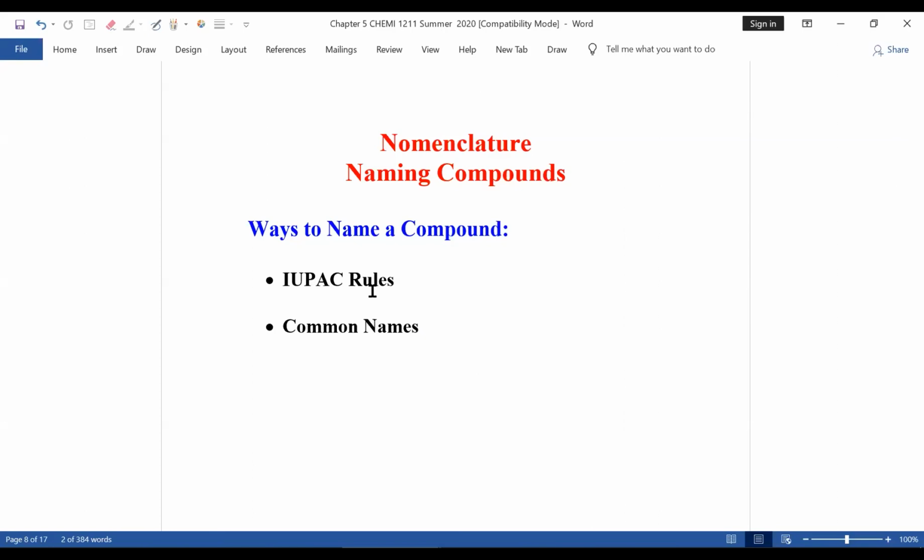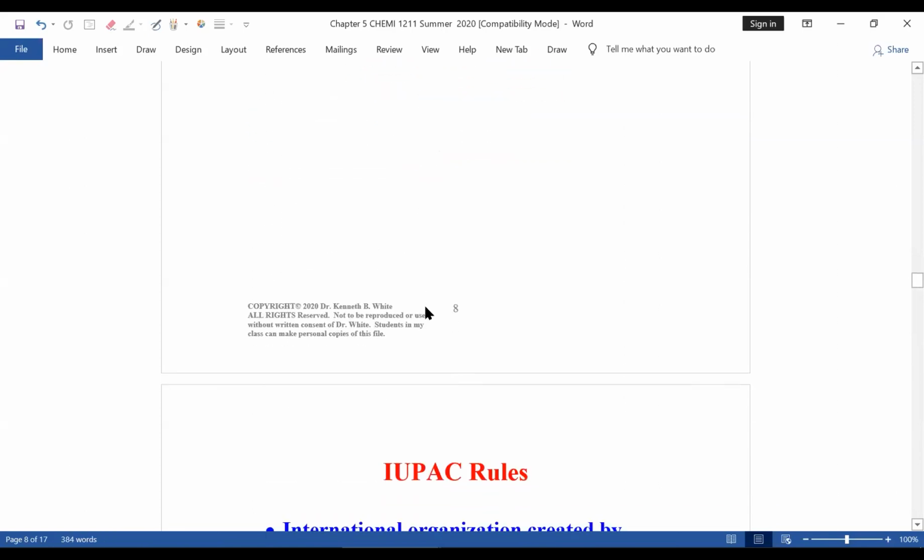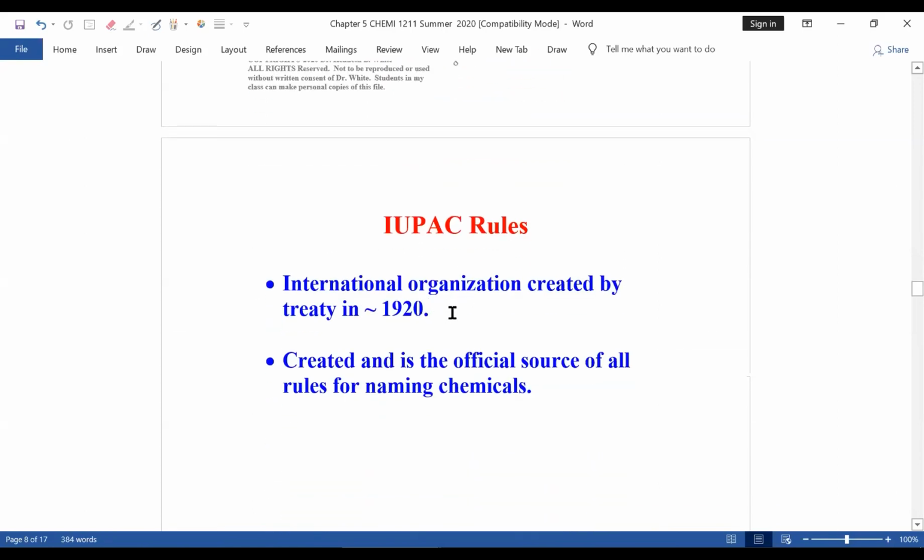treaty, and they set up the IUPAC organization, and their mission is to be the organization that has set up the rules for how to name all chemical compounds. Now, it turns out before IUPAC, chemicals had names. We call those common names, and we still use both, but in legal documents, we use IUPAC. And again, it was created about 1920.